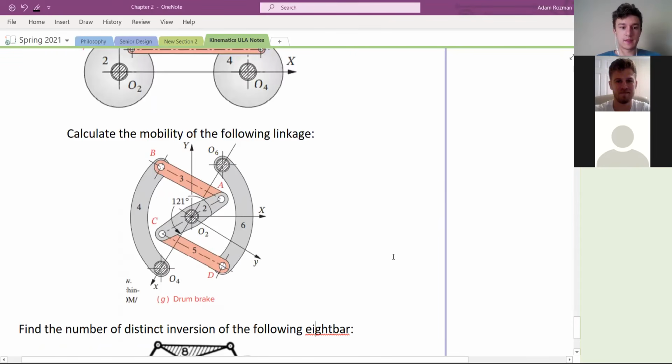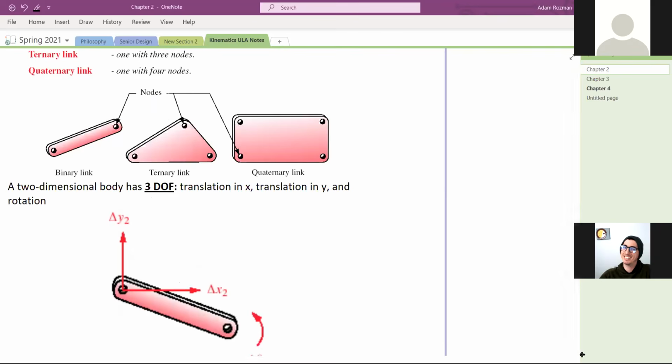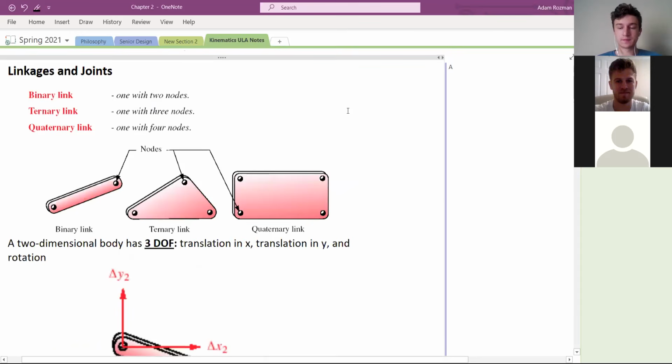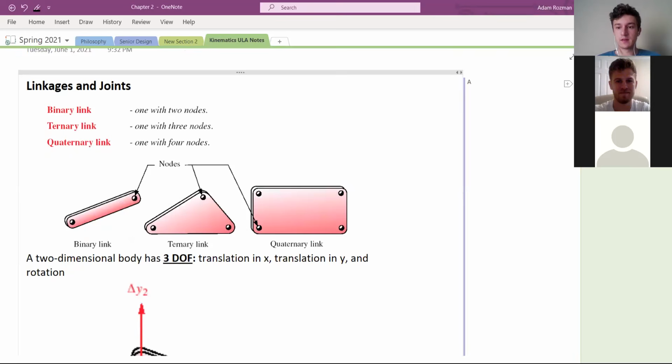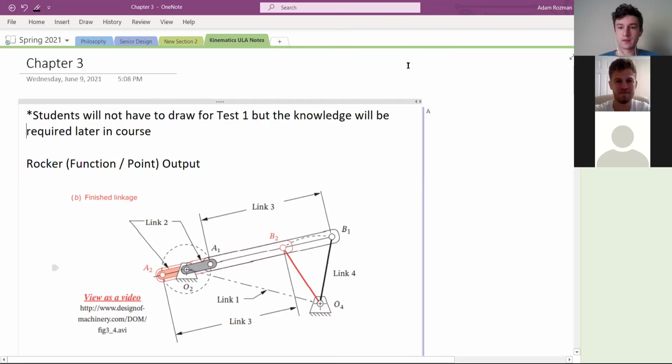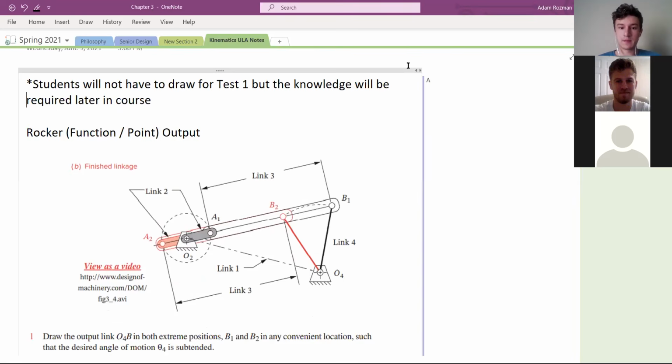In that case, if no one has any questions on chapter 2, I'll go over chapter 3. Okay. Can everyone still see my notes? I think I am. Yep.